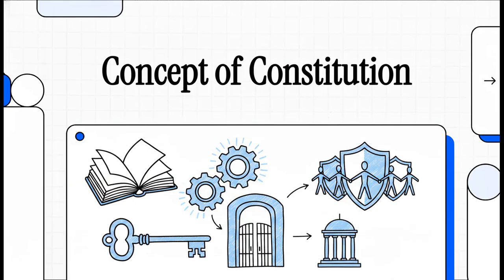A constitution is the fundamental rulebook that creates a government, distributes its power, and defines your rights. And understanding it is the literal master key to figuring out how any state functions.